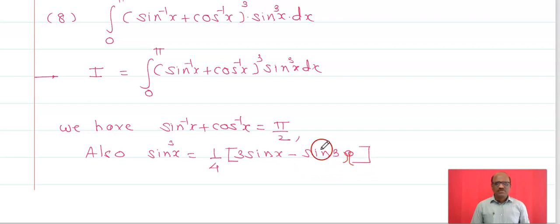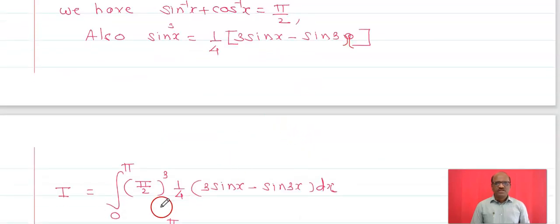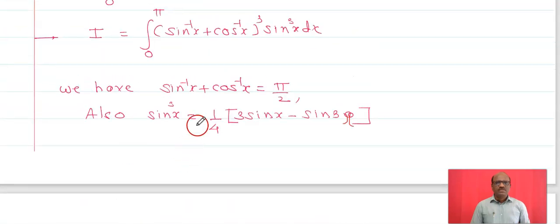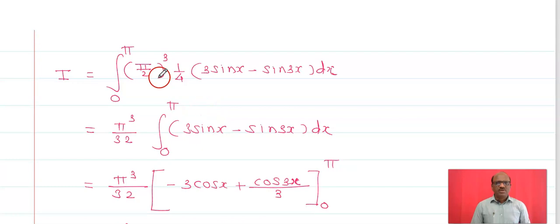Now we will substitute the values: the integral from 0 to pi, where sin inverse of x plus cos inverse of x, cubed, means pi by 2 cubed, is equal to the integral of pi by 2 cubed into 1 upon 4 into 3 sin x minus sin 3x dx. Now we will integrate it. Pi upon 2 cubed means pi cube upon 2 raised to 3, which is 8. 8 into 4 is 32, so that is pi cube upon 32, the integral from 0 to pi of 3 sin x minus sin of 3x dx.